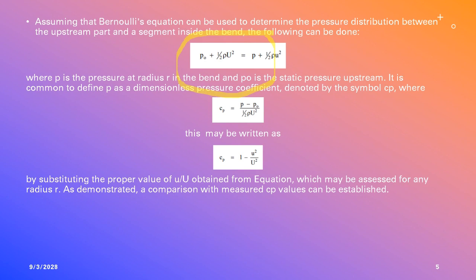It is common to define P as a dimensionless pressure coefficient, denoted by the symbol Cp, where the equation here can be seen. This equation may also be written as this equation. By substituting the proper value of u over u0 obtained from the equation, which may be assessed for any radius r, as demonstrated, a comparison with measured Cp values can be established.